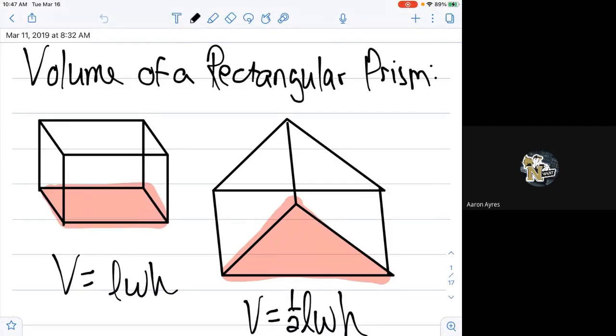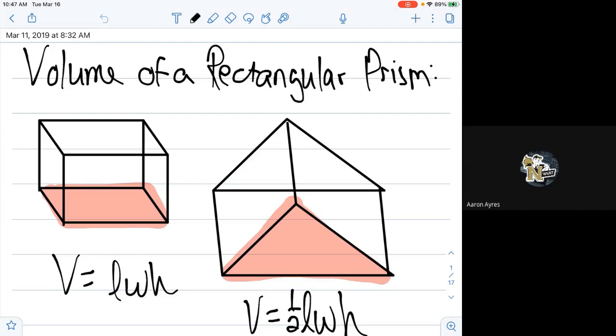Notice in each case here, I highlighted one of the bases in red. So this is a rectangular prism because the base is a rectangle. And the top's also a rectangle, and the other sides are flat surfaces. That's why this is called a prism. Likewise over here, top and bottom are triangles. The other sides are flat surfaces. Those are why those are called prisms.